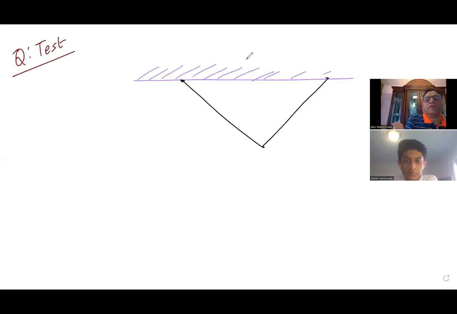So, question for the test. On a ceiling, that's the ceiling, what we are doing here is that we have two hooks given to us. And these hooks are 50 centimeters apart. And the lengths of the strings are 30 and 40.